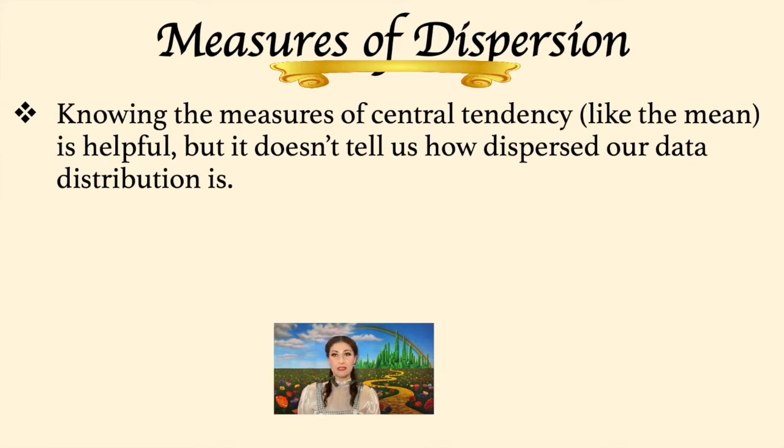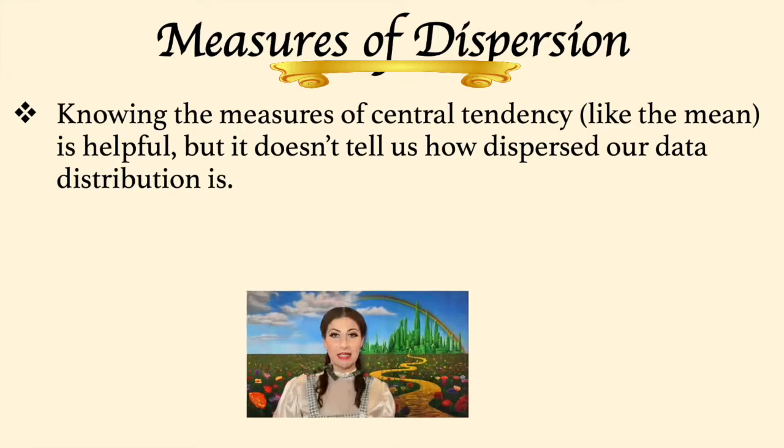In our previous discussion with Princess Snow White, she taught us about the different measures of central tendency. When we talk about central tendency, we're talking about the mean, the median, and the mode. And those three measurements tend to be clustered towards the center of a normal distribution. The measures of dispersion are in fact quite the opposite of the measures of central tendency. So while knowing the measures of central tendency, like the mean, is helpful, it doesn't actually tell us how dispersed our data distribution really is.